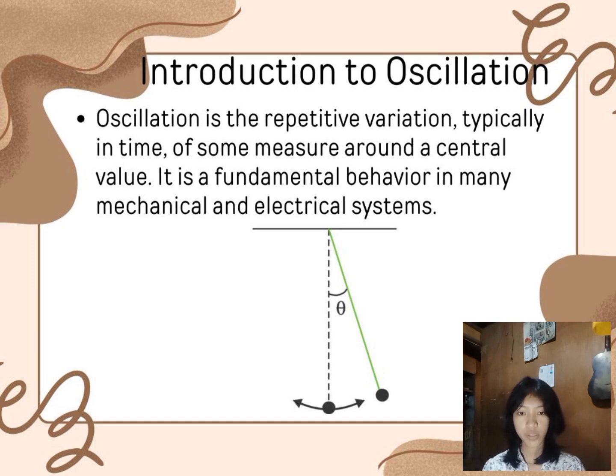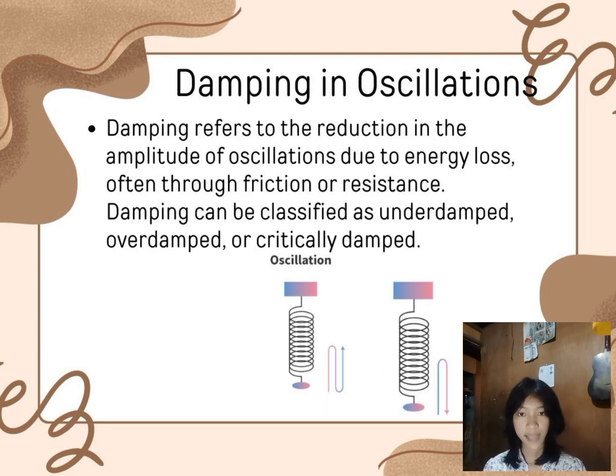However, most oscillations don't go forever because a force called damping gradually slows the motion and reduces the amount of movement. What is damping in oscillation? Damping refers to the reduction in the amplitude of oscillation due to energy loss, often through friction or resistance. Damping can be classified as underdamped, overdamped, or critically damped motion. Damping is the effect that gradually takes energy out of an oscillating system.